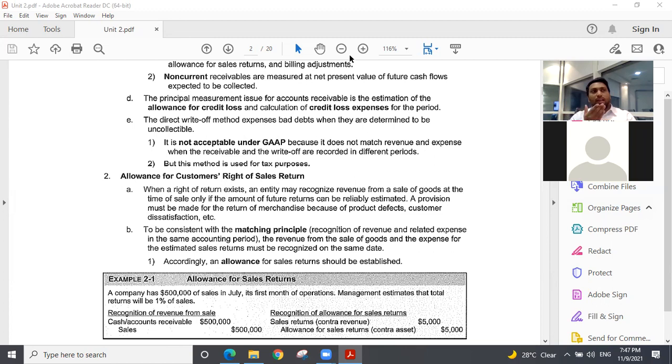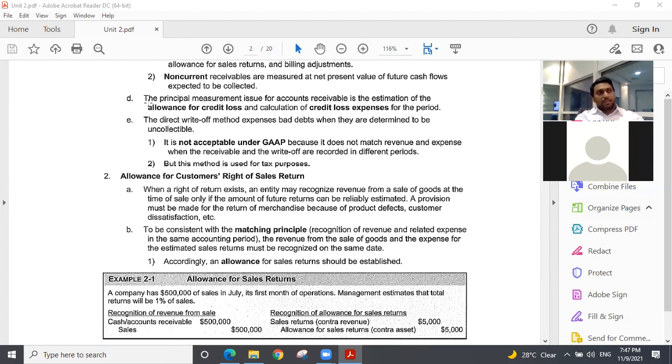When you provide an allowance for bad debt, this account will be there in the balance sheet. Whatever bad debt you have, you remove that amount from the accounts receivable and you charge it to your provision for bad debt or allowance for credit losses. Clear?